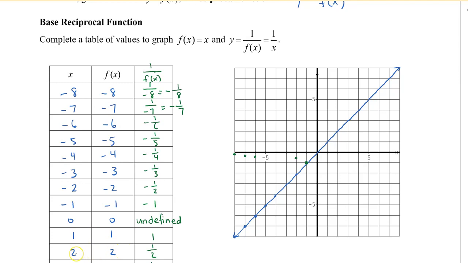Notice that down here we have 0, and it says undefined. So to graph something that's undefined, we use a dotted line going straight down. So it looks like this. Okay. And this line has a special name, and it is called an asymptote.